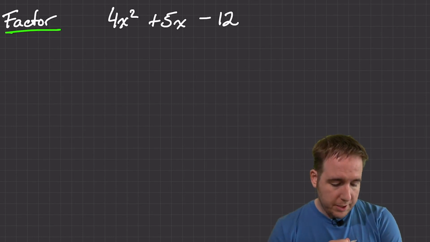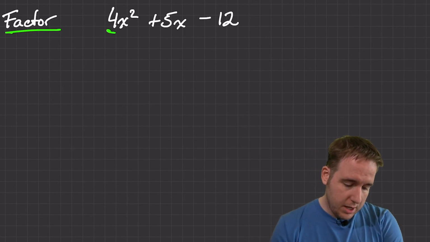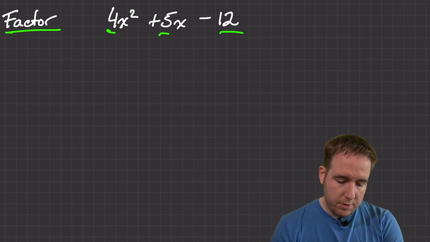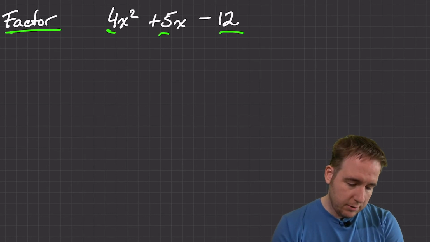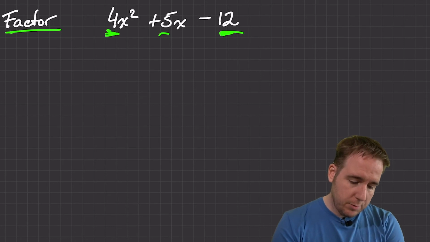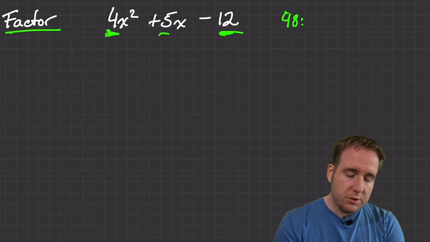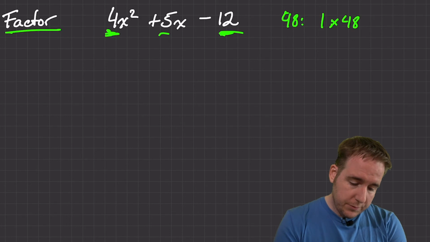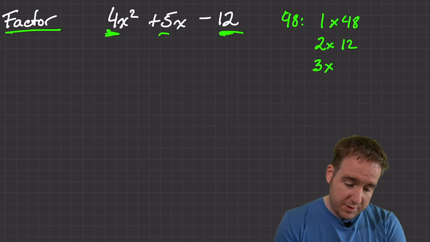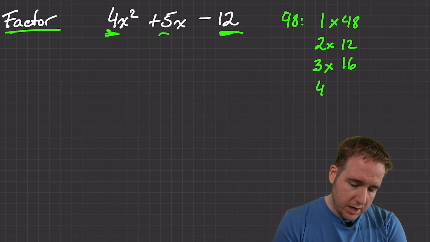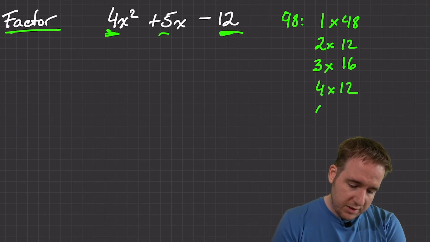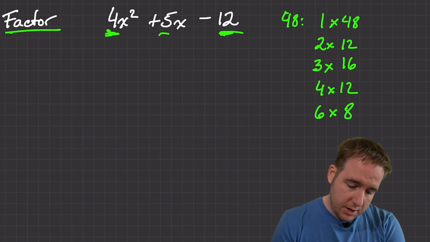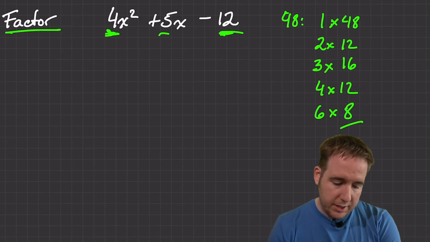Okay, probably a trinomial. It has the letter in front. 4, 5, and 12. No, nothing I can pull out, so that's fine. I look at the 4 and the 12. 4 times 12 is 48. So I look for ways to make 48 by multiplication. 1 times 48. 2 times 12, 3 times 16. 4 times 12, 6 times 8, 7, no, 8, but I've already written 8, so I'm done.